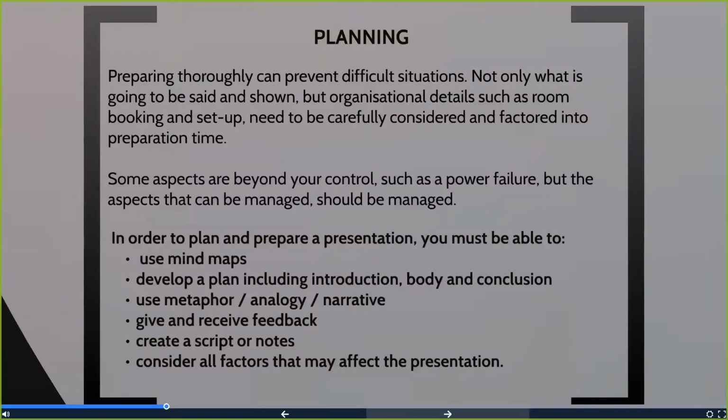Planning. Preparing thoroughly can prevent difficult situations. Not only what is going to be said and shown, but organisational details such as room bookings and setup need to be carefully considered and factored into preparation time. Some aspects are beyond your control, such as a power failure, but the aspects that can be managed should be managed. In order to plan and prepare a presentation, you must be able to use mind maps, develop a plan including an introduction, body and conclusion, use metaphor, analogies and narratives, give and receive feedback, create a script or notes, and consider all factors that may affect the presentation.